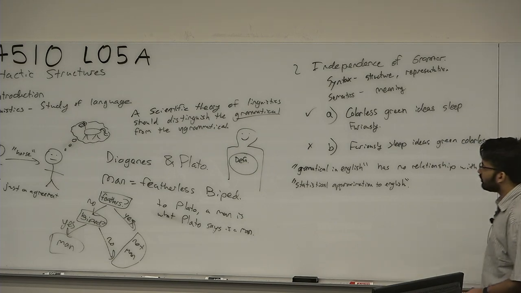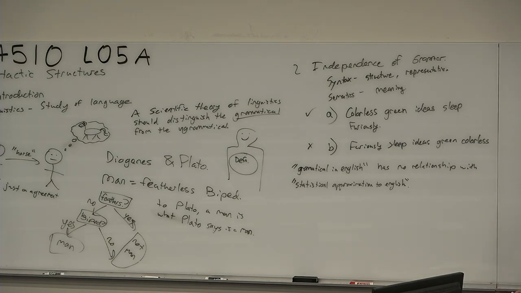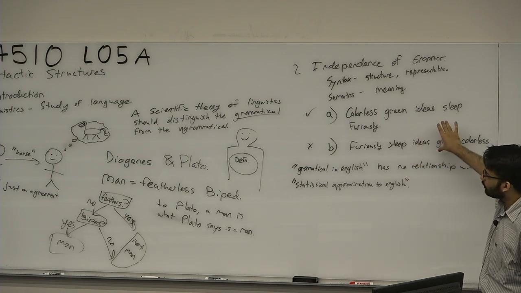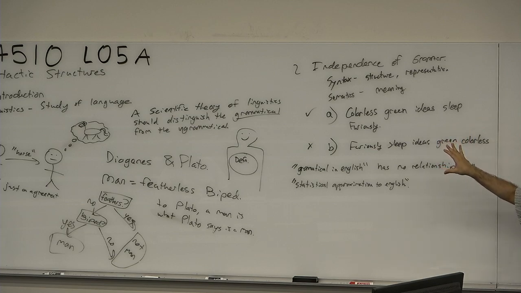So he says the fact that the first one is grammatical and the second one is ungrammatical, he uses it to assert this position. Grammatical in English has no relationship, is entirely independent of, statistical approximation to English. So that's his assertion. He says that the first is grammatical, the second is ungrammatical, yet both are equally likely to appear in English. Like, if you consider all the sentences spoken and sort them by frequency, both of these are going to be at the bottom of the list. However, one is grammatical and the other isn't. So he says any model of grammar cannot be probabilistic.